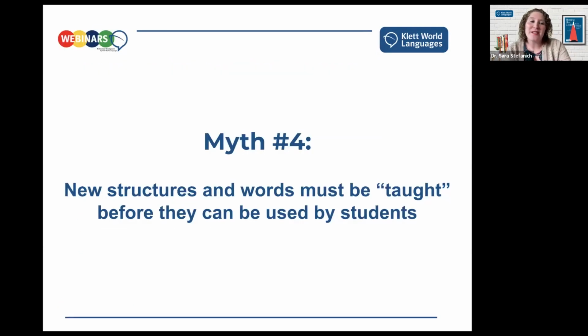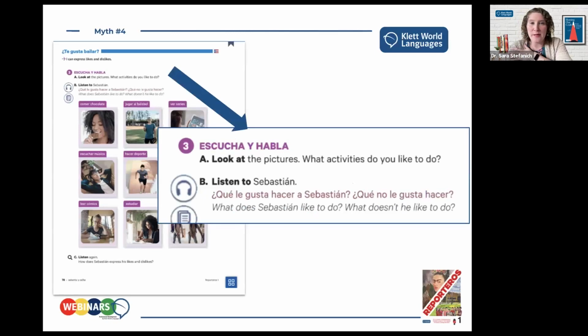Myth number 4, this is related to the bonus myth 3.5, which is that new structures and words must be taught before they can be used by students. And so I'm going to illustrate this with some examples. I think it's the easiest way to understand what I mean by this.